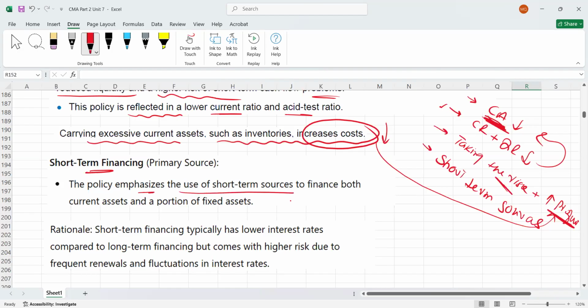They're saying that we should use short term to finance both current assets and a portion of fixed assets. Now, what is the rationale here? Because our focus is mainly on current assets. So what's the rationale for this? Why are they saying we should use short term, not the long term?